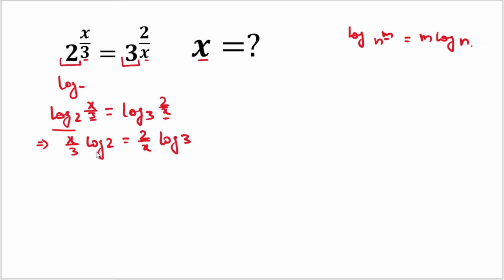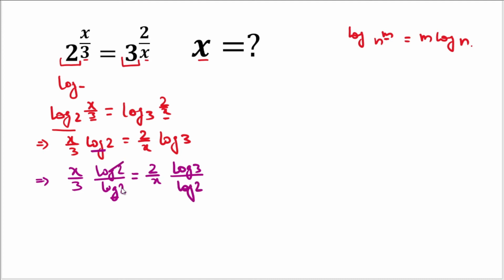Now in the next step we'll eliminate this log 2 on the left hand side. For that we'll divide both sides by log 2. Look here, it is x by 3 times log 2, and we divide it by log 2, equal to, on the right hand side, 2 divided by x times log 3. Since on the left hand side we have divided by log 2, on the right hand side we will also divide by log 2.